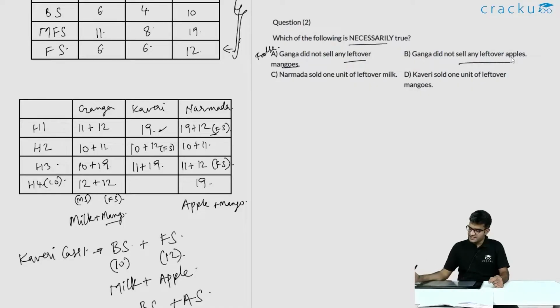Option B: Ganga did not sell any leftover apples. This is definitely true. We know that Ganga sold mango and milk. Those are the raw materials which were left over. So this is true, and the correct answer will be option B.